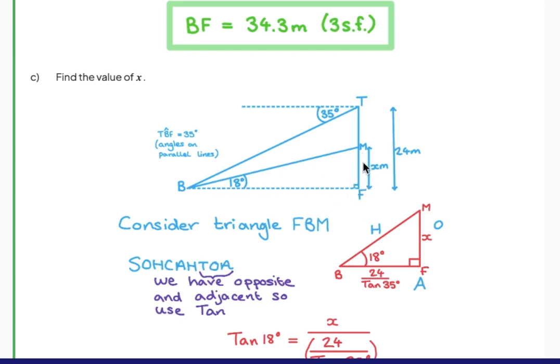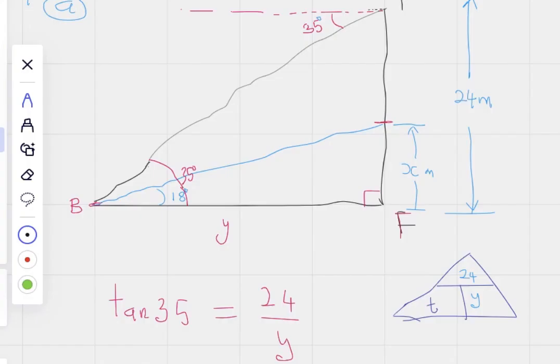If you consider triangle FMB, you also have a right angle triangle. So opposite over adjacent, you remember we already found this. Opposite over adjacent is also still tan 18. Tan 18 will be x divided by the one we just got, 34.3.